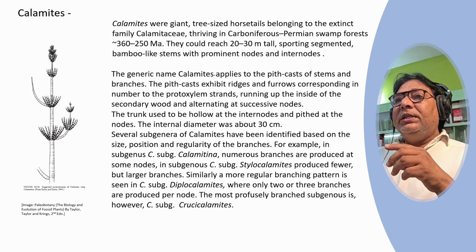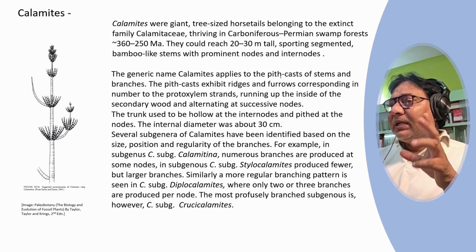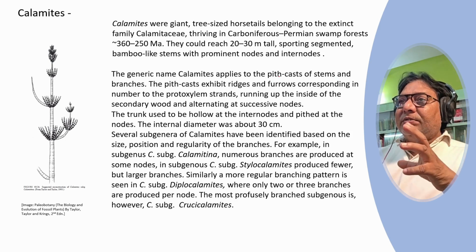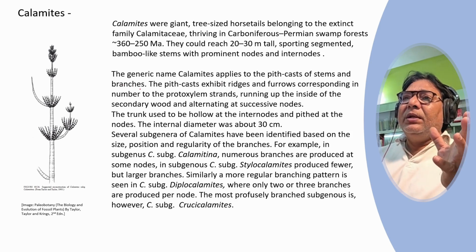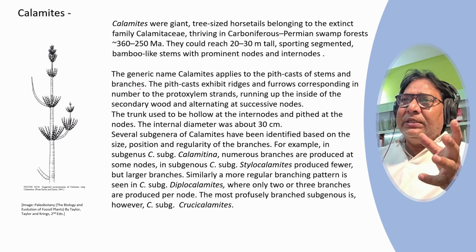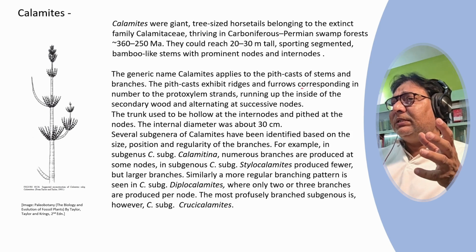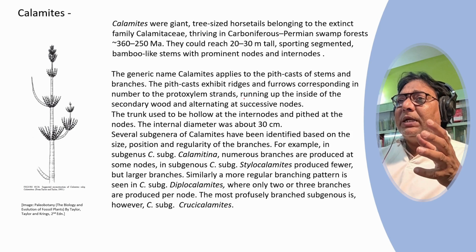The generic name Calamites applies to the pith casts of stems. They were initially found as casts. The pith casts of stems and branches were first found, and they were given the name Calamites. The pith casts exhibit ridges and furrows corresponding in number to protoxylem strands.